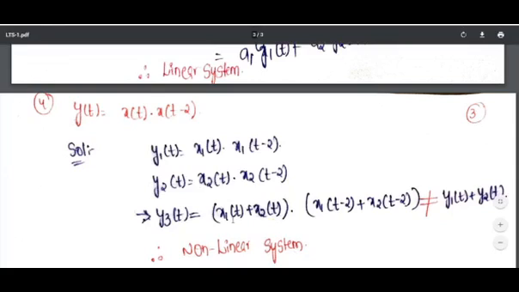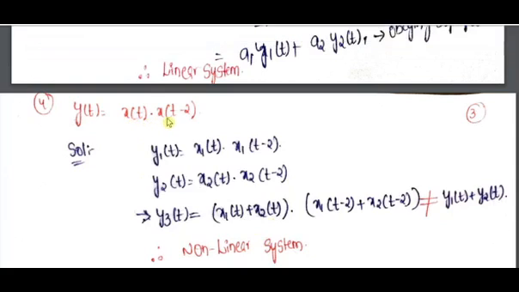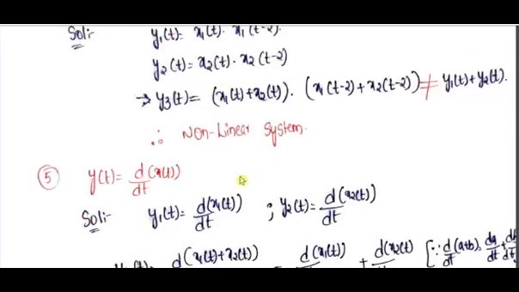I can simply say, if I write the overall response, here x of t means x1 plus x2. Here x of t minus 2 means x1 of t minus 2 plus x2 of t minus 2. Now, if I see, this is not equal to the summation of the above two. By simply seeing, I can say no: here if I multiply I am getting 4 terms, but here if I add I am getting 2 terms only. So I can say it is not obeying additivity, that's why it is a non-linear system.